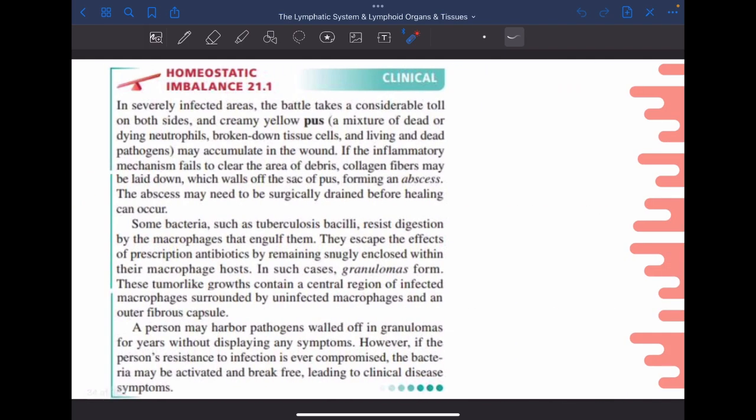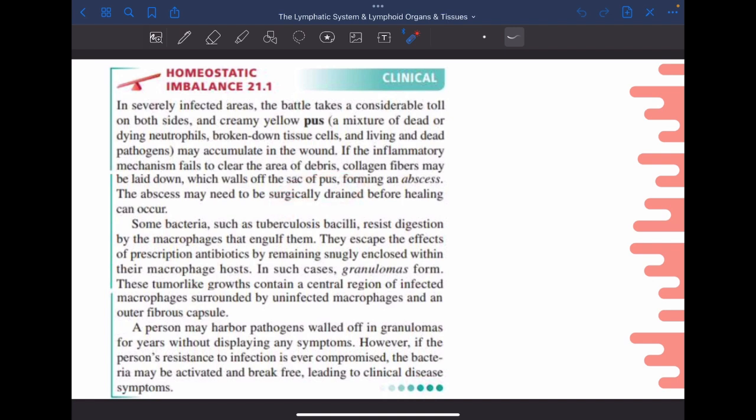Now, when it comes to inflammation, sometimes if it's a very severely infected area, you will have a mixture of dead or dying neutrophils, these cells that are going to accumulate with tissues and dead cells and pathogens. They will accumulate and form pus. If it is not removed, or if the body cannot get rid of it, collagen will start to form, and ultimately this forms an abscess. An abscess is a lot more severe, and an abscess needs to be surgically drained.